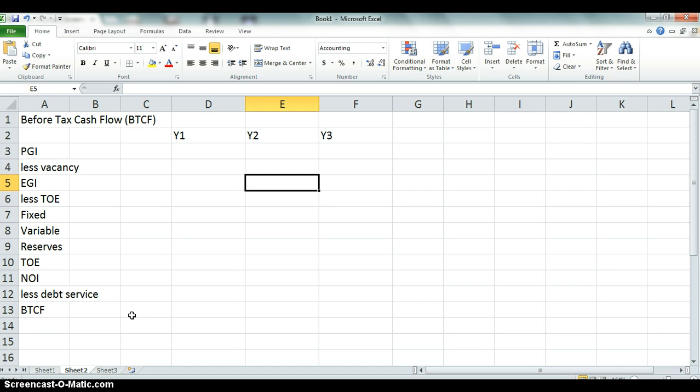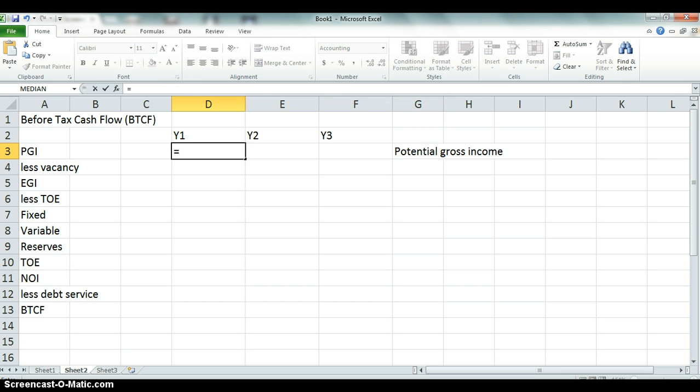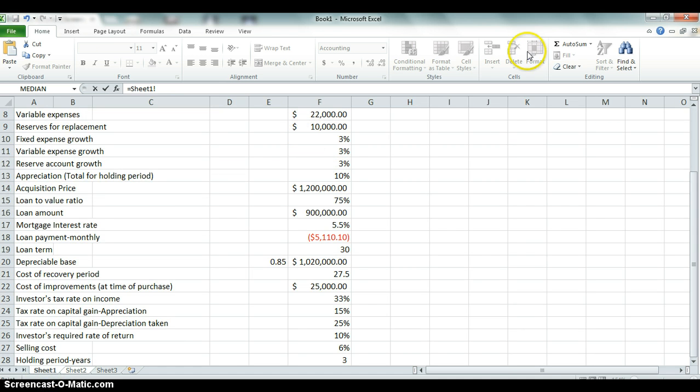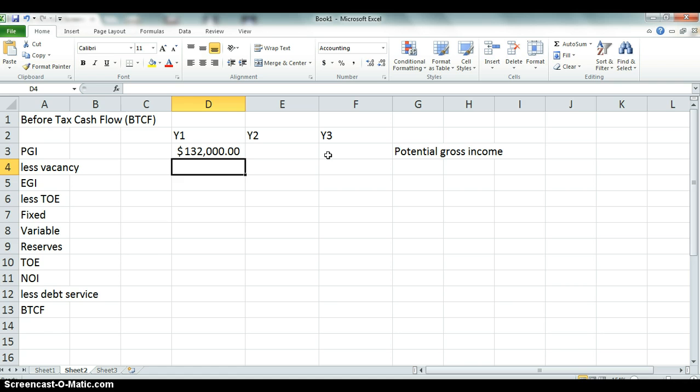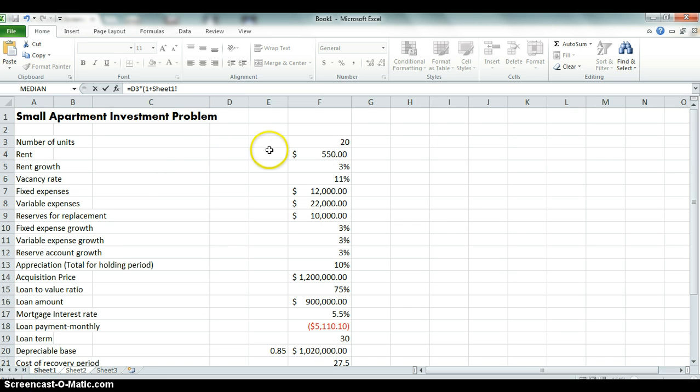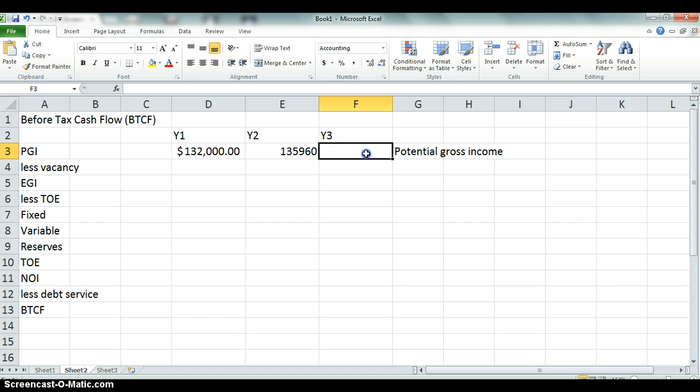So for our potential gross income, we have year 1 equals the number of units times the rent times 12. For year 2, we have year 1 times 1 plus the rent growth, and the same thing for year 3 using year 2.